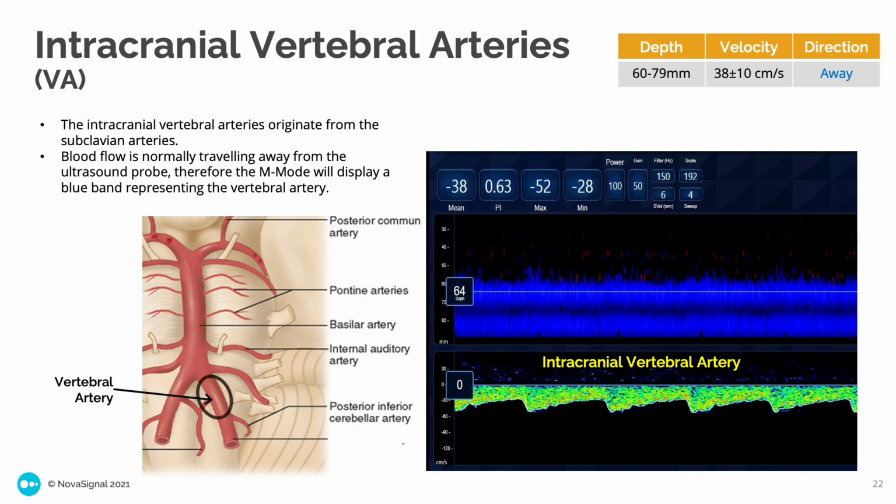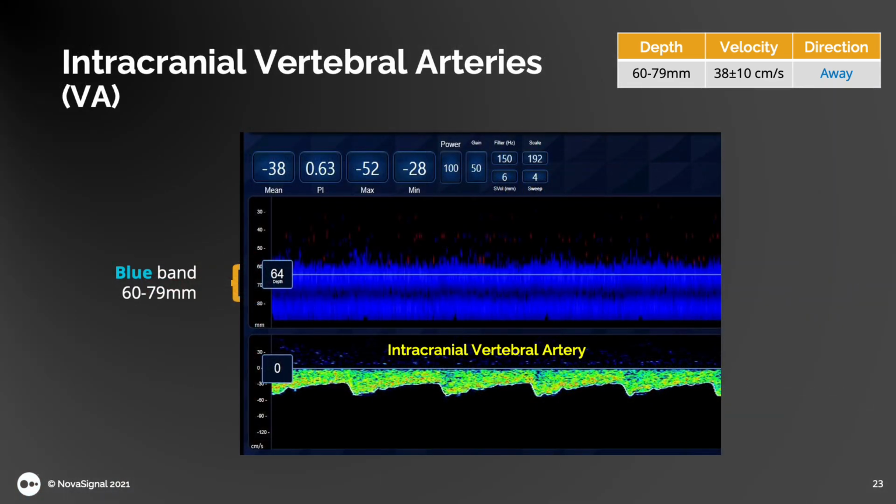The intracranial vertebral arteries originate from the subclavian arteries. Normally, blood flow is away from the transducer, so it will present as a blue band between 60 and 79 millimeters. So the intracranial vertebral arteries is a blue band between 60 and 79 millimeters.